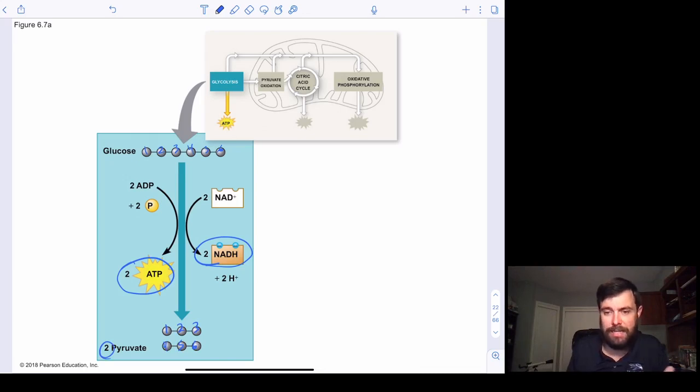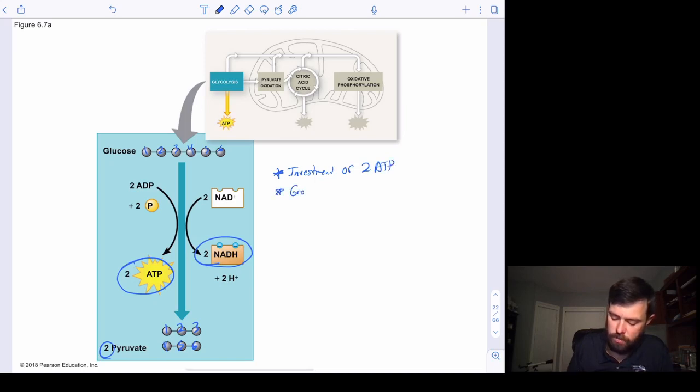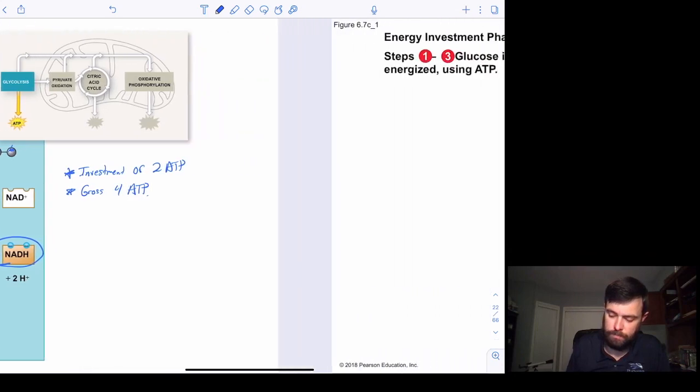The only thing to add to this, to make a note, is you may see some questions on there. There is an investment of 2 ATP, and we actually gross 4 ATP. So we're actually going to get out 4 ATP, but because you put in 2, you get 4 out. You always want more return on your investment, so you end up with only 2 ATP at that point.